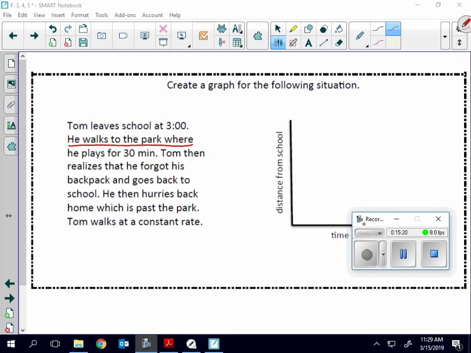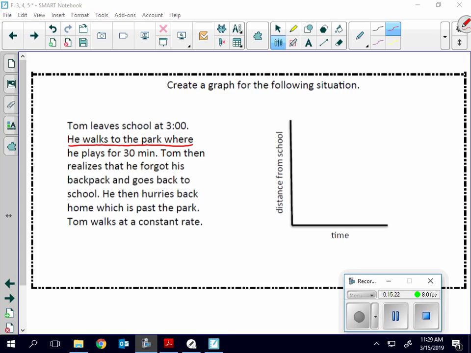Move this out of the way. So we have to see the graph here. We have time and distance from school. So if he's walking to the park from the school, obviously the distance is getting further from the school. So we're going to walk some amount. It's not going to be perfect, okay? And maybe I'll make it a little less steep even, just because he's walking. It's not very quick, okay? So there he goes. That was his walking to the park.